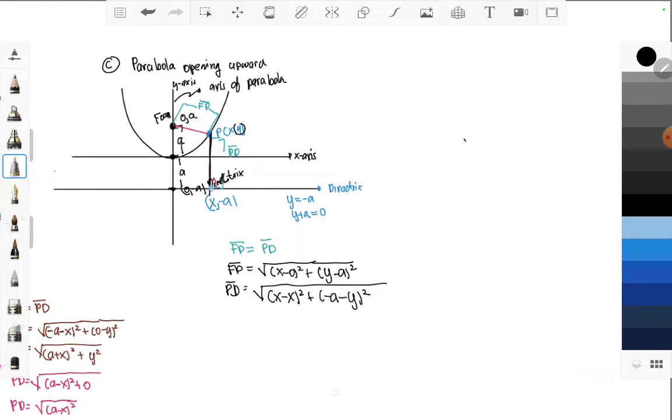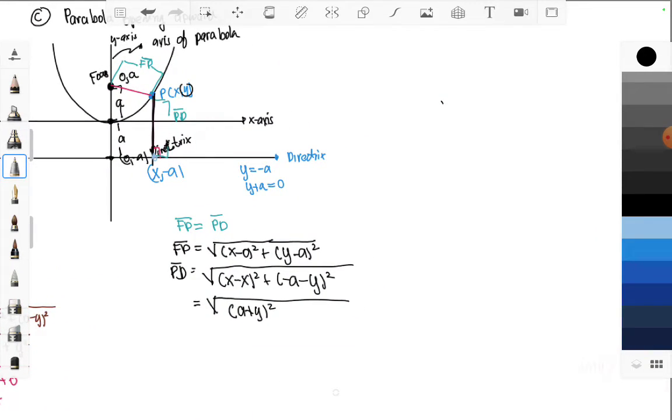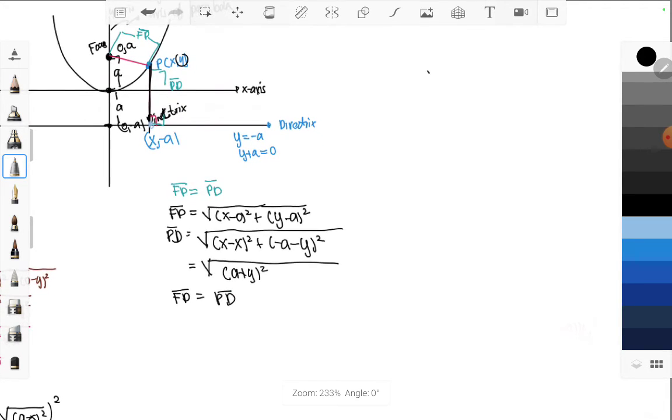From this I will have the square root of x minus x squared, which is equal to 0, and of course by factoring out negative 1, this will become a plus y squared. Negative 1 squared is just equal to 1 by the property of exponents. Now since FP is equal to PD, we will have the square root of x squared plus y minus a squared is equal to the square root of a plus y squared.